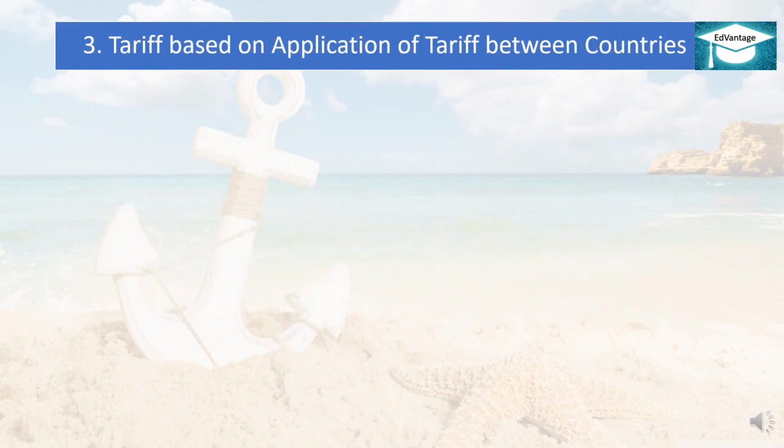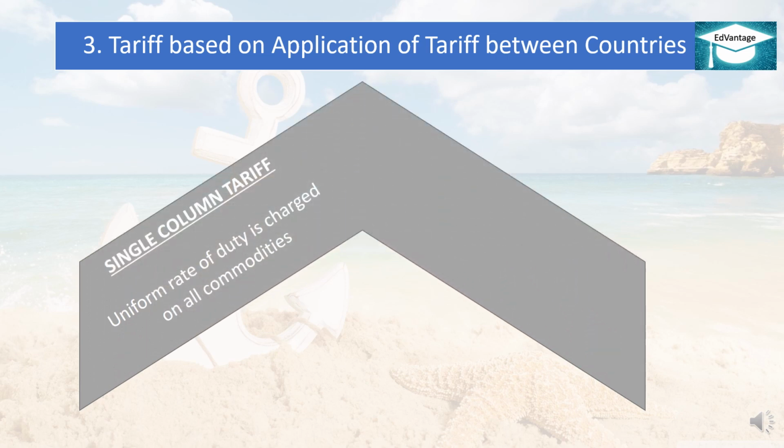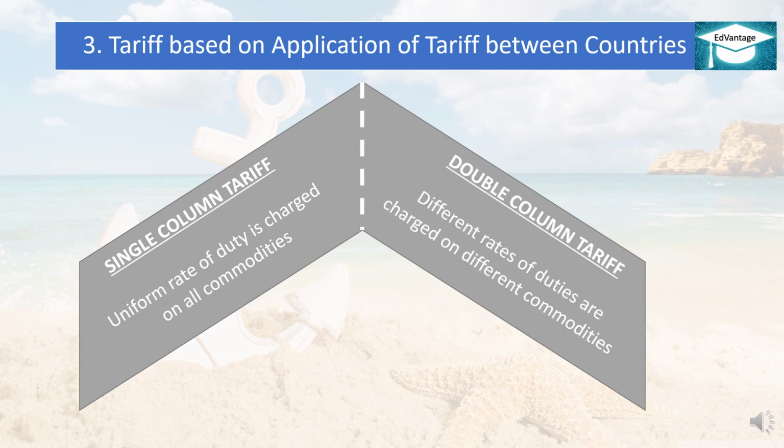Tariff based on application of tariff between countries. First, we have single column tariff. It is a tariff when uniform rate of duty is charged on all commodities. Next, we have double column tariff. It is a tariff when different rates of duties are charged on different commodities.